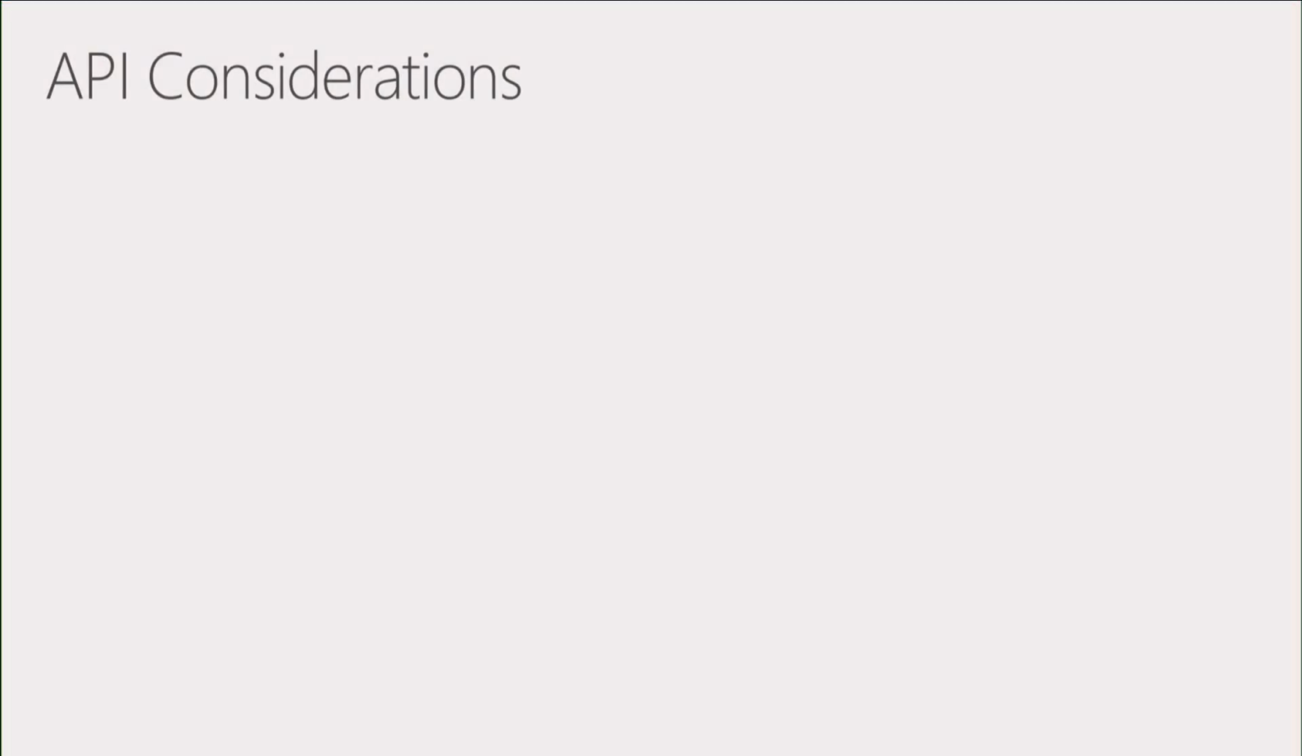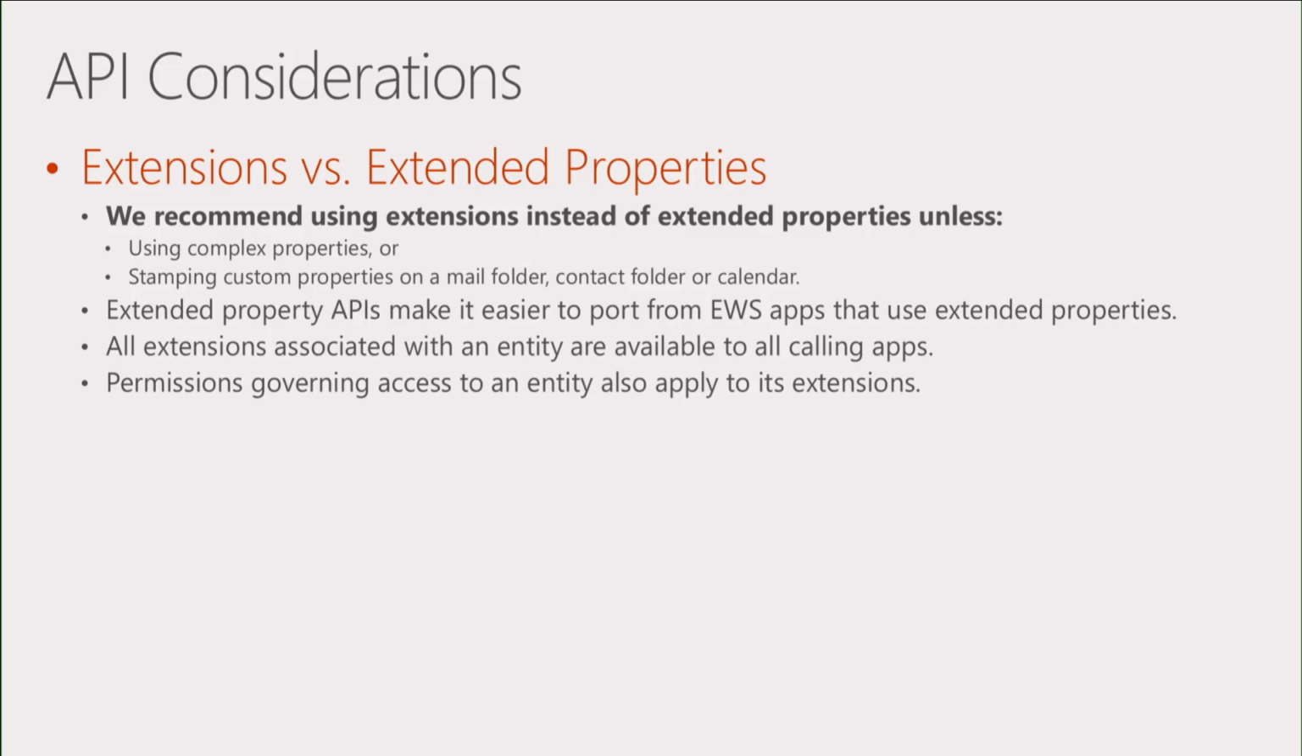Some design considerations. One question, extensions versus extended properties, which one should I use, right? We recommend generally using extensions because of the grouping you get, number one. But there are some things which extended properties can do which extensions can't yet do. Complex properties and filtering using complex properties is still work in progress. Also, today extensions are supported on message or contact or event. They're not yet supported on the container, which is like a mail folder, contact folder, calendar. If you need to stamp a custom property on those, you still need to use extended properties.